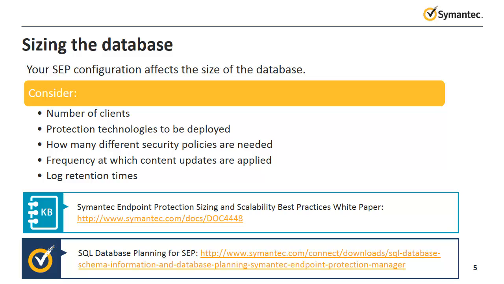Configuration settings can also affect the size and growth rate of the SEP database. Consider the number of clients and whether the clients are a workstation or server. The role of the endpoint will determine the protection technologies deployed as well as the security policies. You'll also want to take a look at the content update frequency. To minimize the use of network bandwidth, you can schedule when content updates run and enable download randomization.